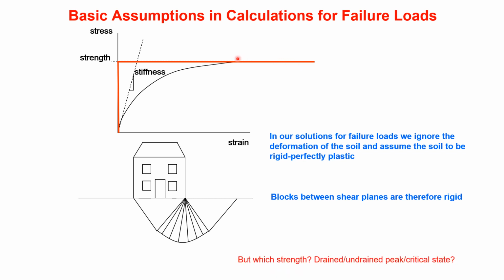Question is, of course, which strength do we use? Is it the drained strength, the undrained strength? Here we've just got a critical state, but you might have a peak. Do you use a peak strength? Who knows? They're your choices.